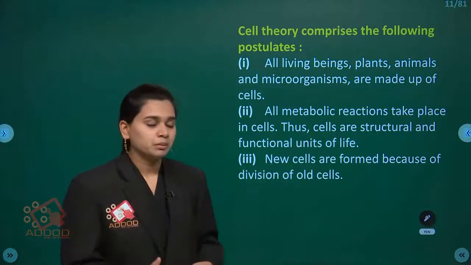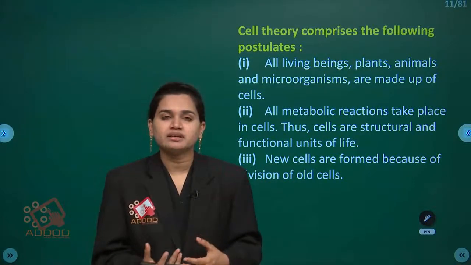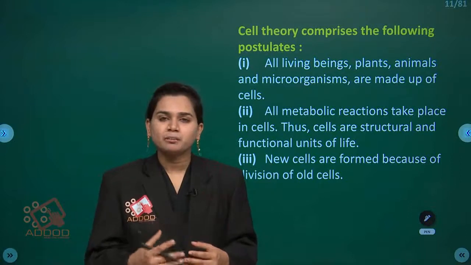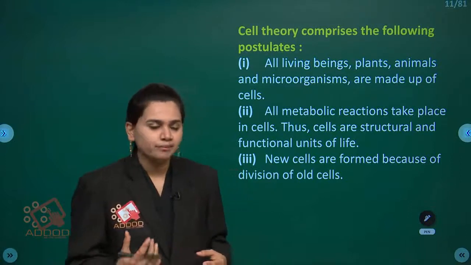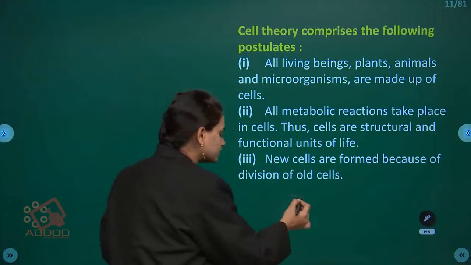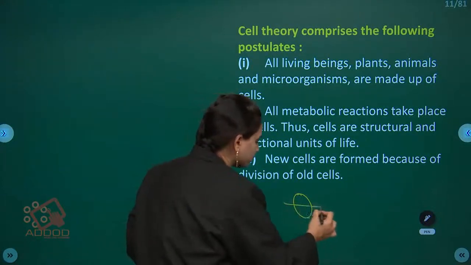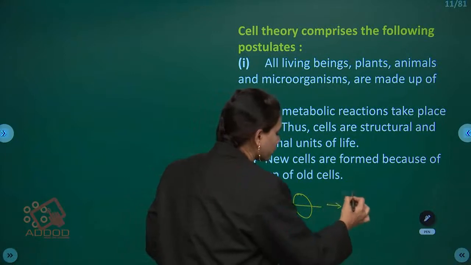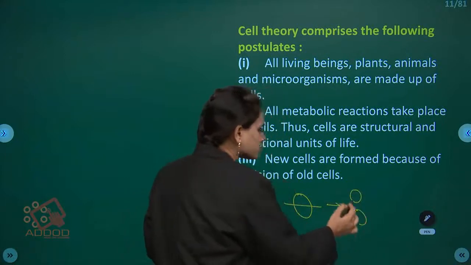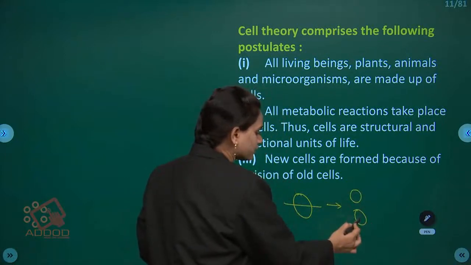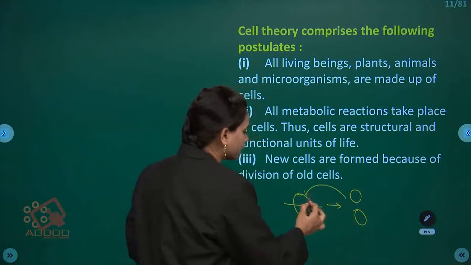The third statement of the cell theory states that new cells come from pre-existing cells. How this happens is that the cell which is present previously will undergo division and result in the formation of two different cells. These are the two new cells which are formed from the pre-existing cell.